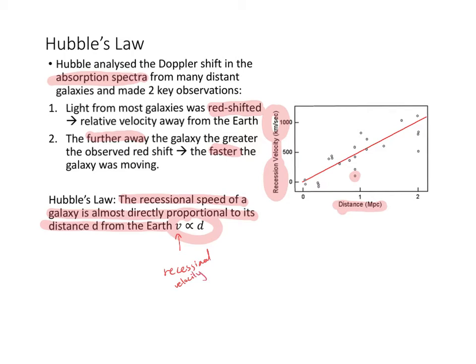now, usually if it's plotted on a graph, it's kilometers per second, but if you're doing calculations, you will need to be careful. And this is the distance from the Earth. So you need to know Hubble's law. It is very, very important in terms of what we will see next as well.